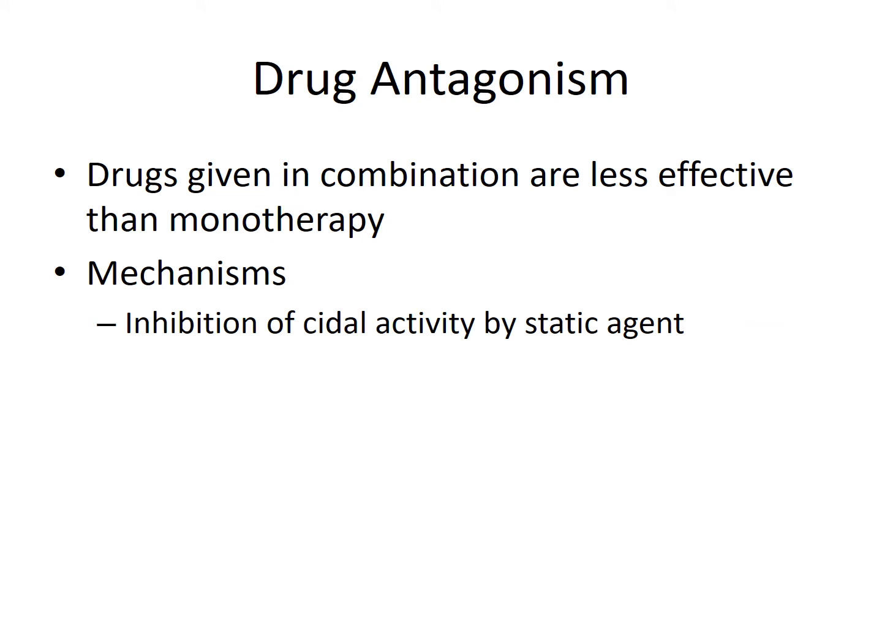On the other hand, there are some combinations where the use of two drugs in combination is actually less effective than their use alone. An example of this is often the use of a bactericidal drug with a bacteriostatic drug. Because a bacteriostatic drug essentially slows down reproduction of the bacteria, but bactericidal drugs like to act on bacteria that are rapidly reproducing. So to the extent that the bacteriostatic drug slows down the replication of the bacteria, it makes the bactericidal drug less effective.